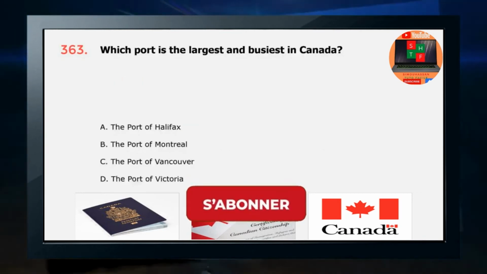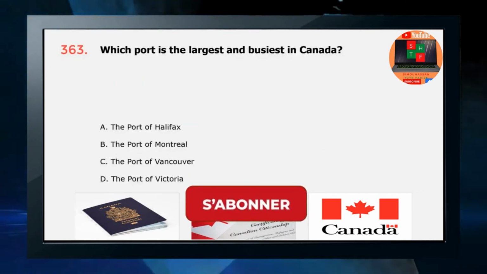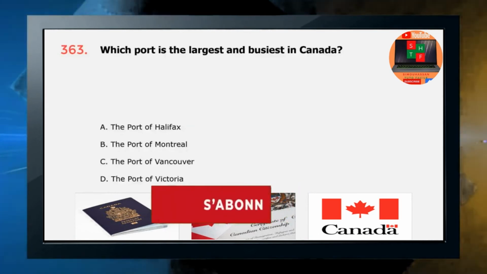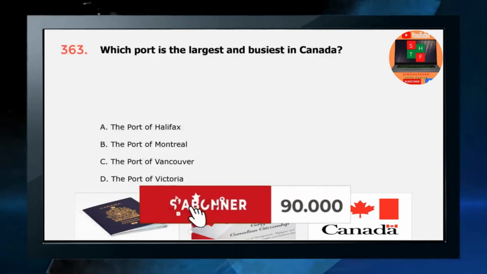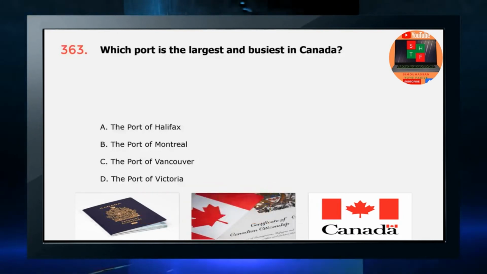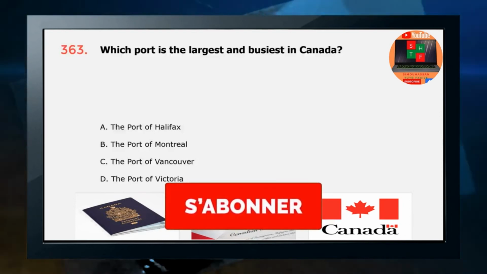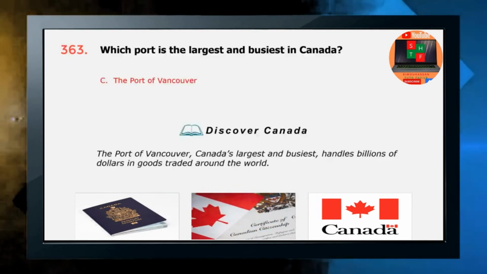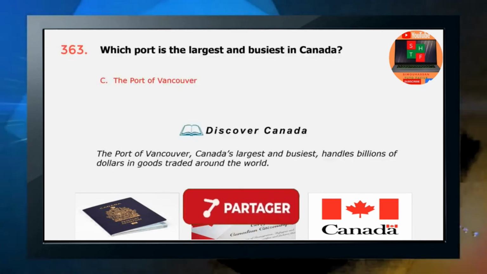Question 363. Which port is the largest and busiest in Canada? A. The Port of Halifax. B. The Port of Montreal. C. The Port of Vancouver. D. The Port of Victoria. The answer is C. The Port of Vancouver.